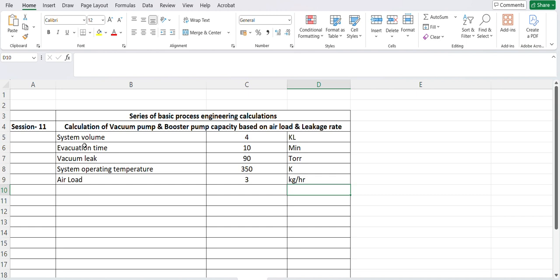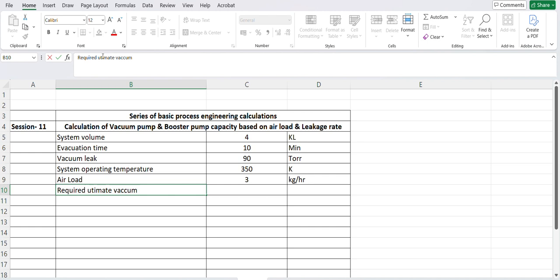And finally, the main important parameter is the required ultimate vacuum. It is the vacuum required for our process operation. Here we assume that our requirement is 10 torr. Based on this we calculate the air leakage rate.